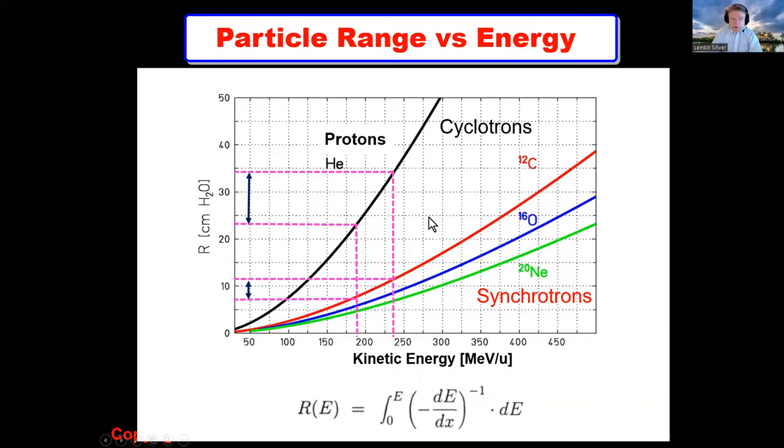This also has the consequence that for protons, you need only cyclotrons, but for heavy charged particles, you need synchrotrons, you need more advanced and more complicated, larger and more expensive accelerators.